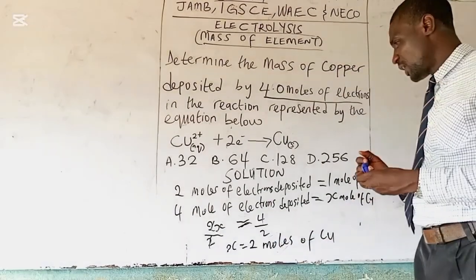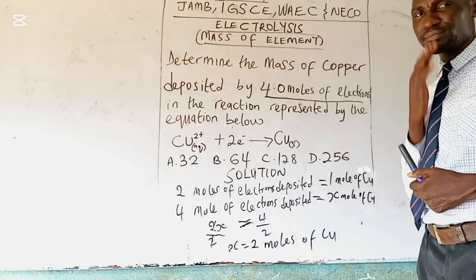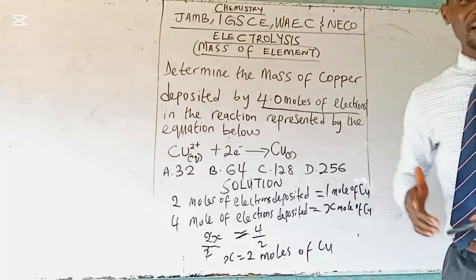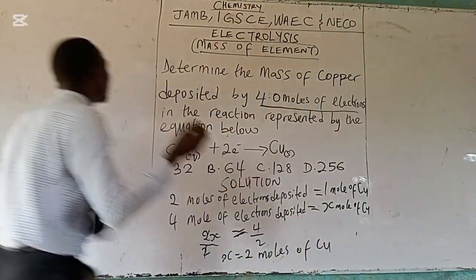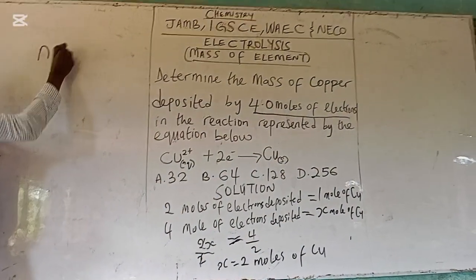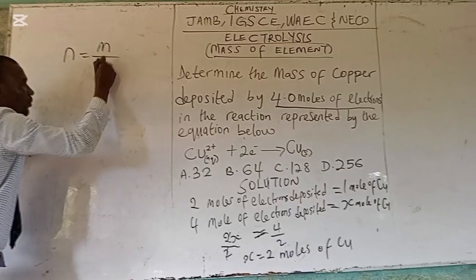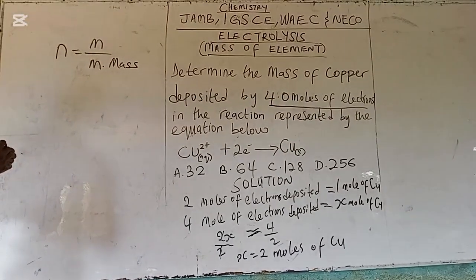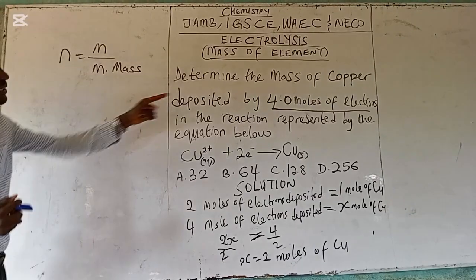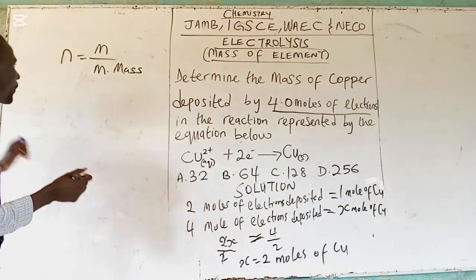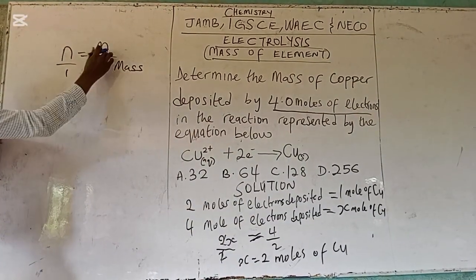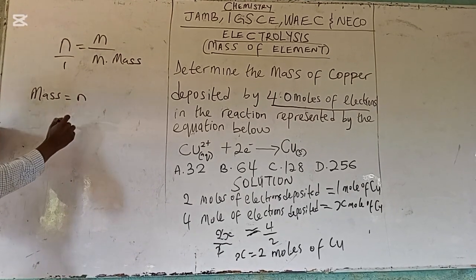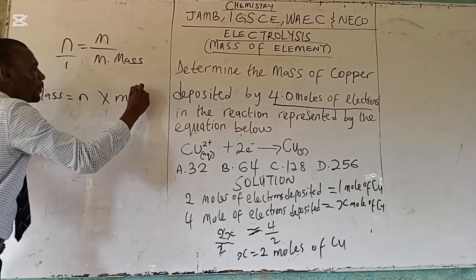That is here. Now watch, there's a magic formula. The magic formula works all the time. It's a constant. n is amount in mole. n equals mass all over molar mass. That's the magic formula. The question says determine the mass of copper. Now to get the mass of copper, this is mass here. m, which is mass, equals n, number of moles, times molar mass.